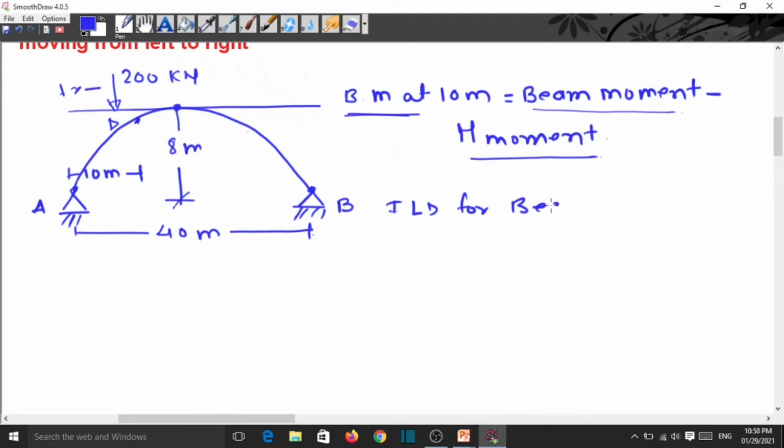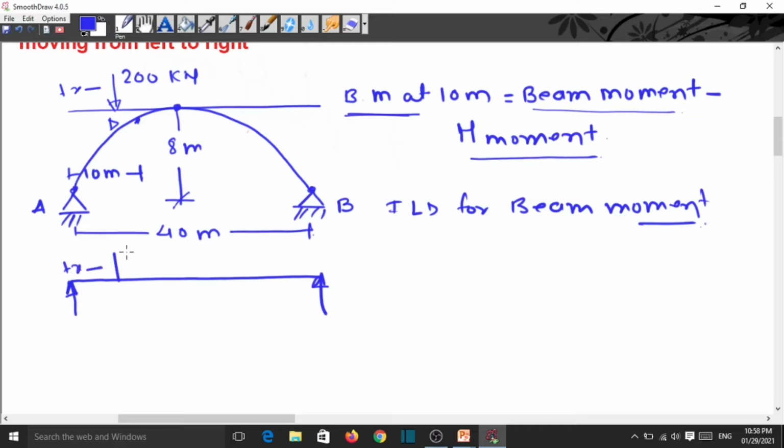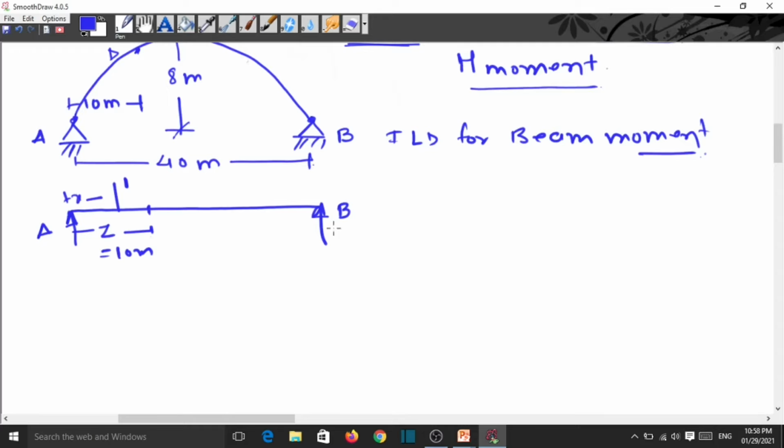Now, ILD for the beam moment. If you want the ILD for any purpose, maybe for any force, we have to apply the unit load on the section. Suppose this is X and this is 1, and we have to find here the Z, and this Z is equal to 10 meter. This is support A, and this is support B. We have already seen how to draw the ILD for the beam moment in the previous lecture. So the ILD for the beam moment is like here.